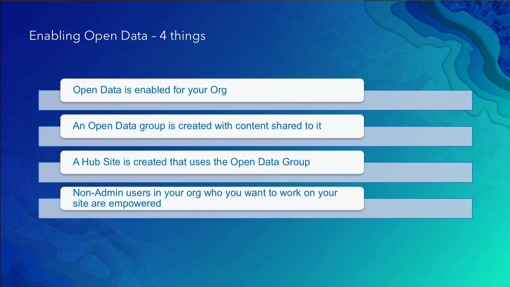It's like a setting. You can check a box, and it'll turn that public group into what's called an open data group. 3, we create a hub site, and we select one or more of those open data groups to be the data catalog for that site. And then 4, if we want non-admins to work on our open data, we just have to create a role and give them the right permissions and add them somewhere. And I'll show you kind of how to do that right now.